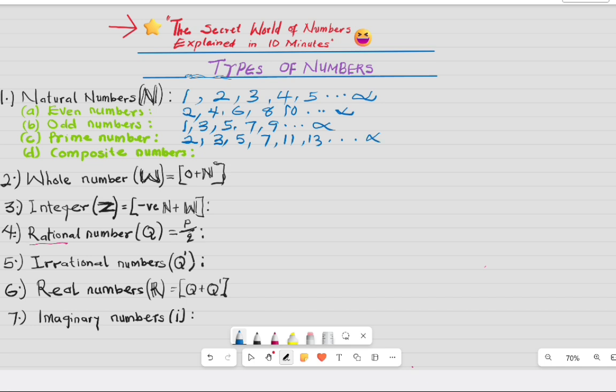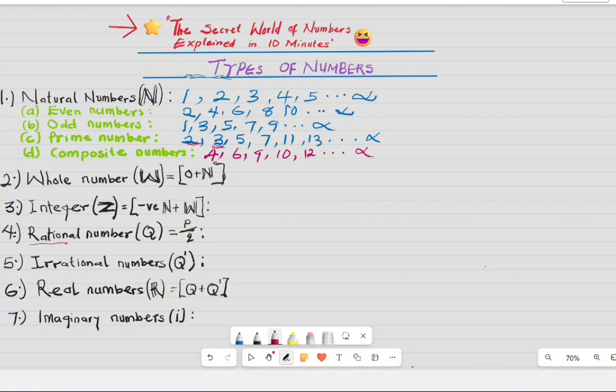Then what are composite numbers? Composite numbers are those numbers that have more than 2 factors. Is 2 a composite number? No, because 2 has only 2 factors. Is 3 a composite number? No, because it has 2 factors. So composite numbers start from 4. 4 has more than 2 factors. The factors of 4 are 1, 2, and itself, which is 3 factors. We have 6, we have 9, we have 10, we have 12, and so on to infinity.